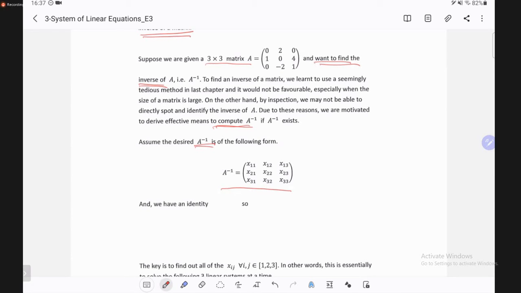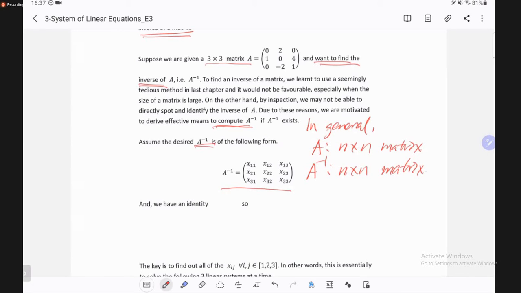Let me put it down. In general, if A is an n by n matrix, A inverse is also an n by n matrix. I hope this is also clear for you. Actually, this is just a recap of what we have discussed and learned in topic 1 and 2. All right. Now A inverse is available.